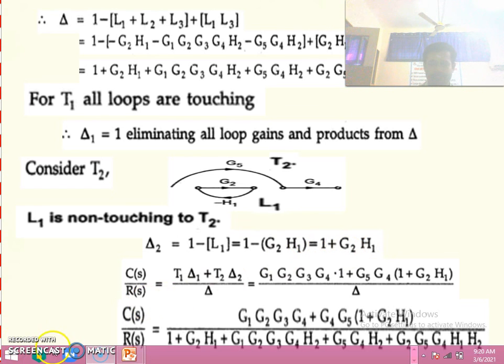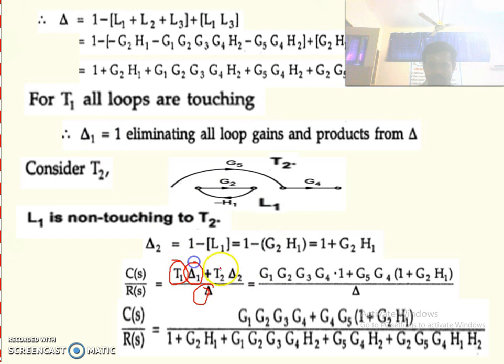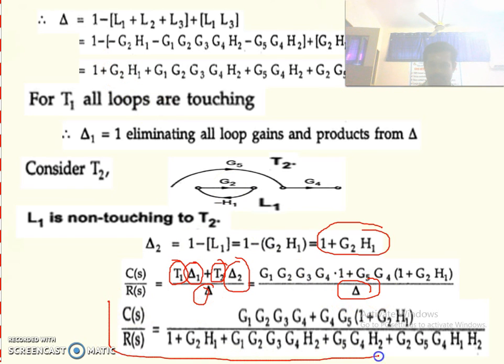Now we are going to find the transfer function using Mason's gain formula. What is Mason's gain formula? The sum of Tk into delta k, divided by delta. Here we have two forward paths, so T1 delta 1 plus T2 delta 2, divided by delta. T1 is the forward path gain and the delta 1 value is 1. T2 is the forward path gain of path 2, and the delta 2 value is 1 plus G2 H1. We have already calculated delta. If you substitute these values, you will get the overall transfer function.